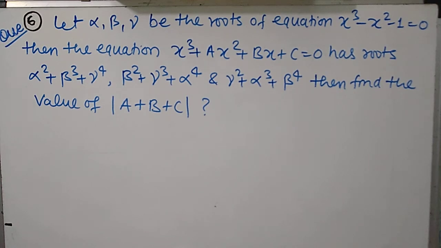Sixth question is, let alpha, beta, gamma be the roots of equation x cube minus x square minus 1 equal to 0. Then the equation x cube plus ax square plus bx plus c equal to 0 has roots alpha square plus beta cube plus gamma to the power 4, beta square plus gamma cube plus alpha to the power 4, gamma square plus alpha cube plus beta to the power 4. Then find the value of modulus a plus b plus c. So pause this video and try this question.